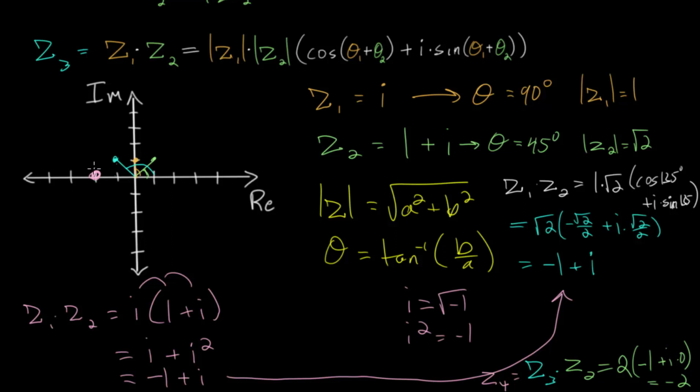But again, we can confirm this by taking what we know as z3, multiplying it by z2, and when we multiply these in rectangular form, we will see that the imaginary parts cancel out, and we just get -2 as our answer. But having this formula here gives us a nice geometric way to interpret multiplying these complex numbers.